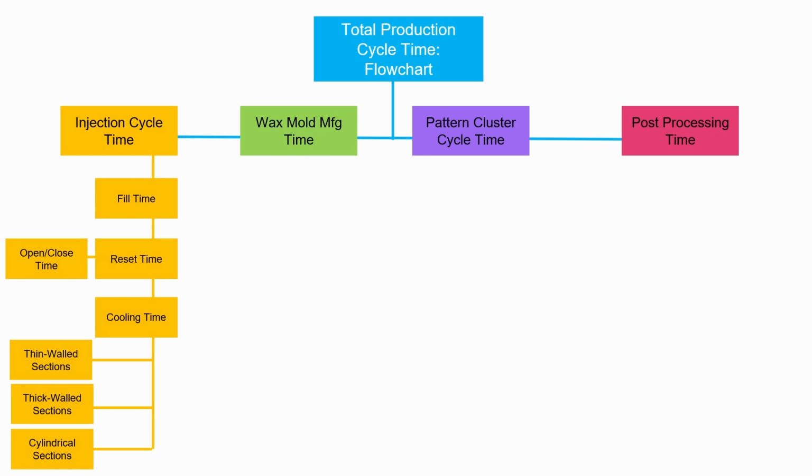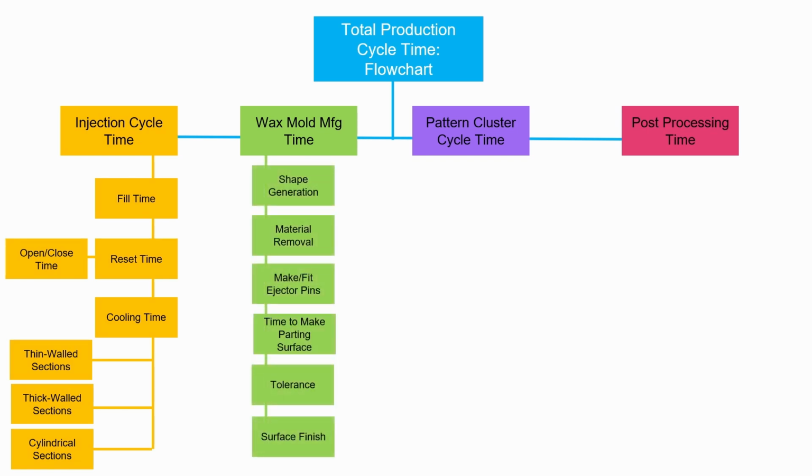In some sense, the process is somewhat simplified because all the injections will be at relatively low pressures with easy flowing waxes, meaning that the waxes can be injected at their maximum flow rate throughout the process. For the wax mold manufacturing time, again, it's similar to standalone injection molding. It accounts for the mold shape generation based on the geometry of the part, looking at the internal and external patches. It looks at the material removal of the mold, the time it takes to make and fit the ejector pins, and finally, the additional time factors based on the tolerance and surface finish effects.